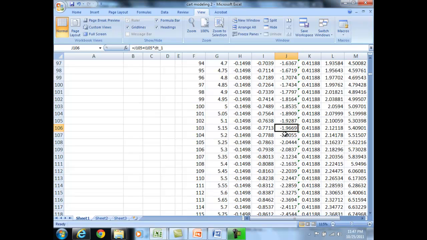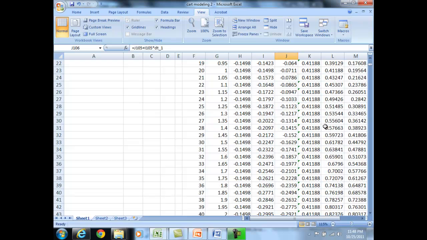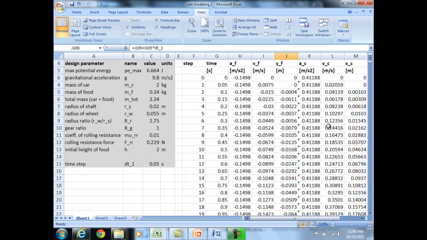And what we need to do is change at that point the acceleration of the car to simply be the force of rolling resistance divided by the mass. And so we need to put an if statement here in the AC column to accomplish that.